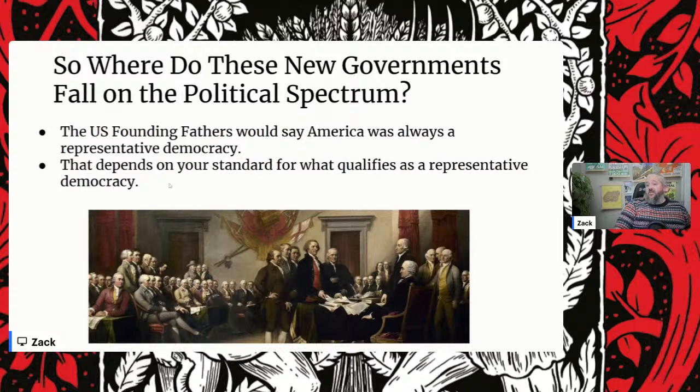But that depends on your, so are we a representative democracy? That depends on your standard for what qualifies as a representative democracy. Okay. And we have all the founding fathers of their time signing some documents. I think that was the Declaration? I have a link to it, so if you'd like to, you can follow it yourself.